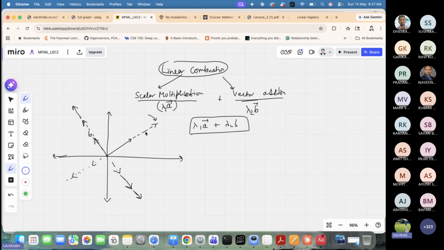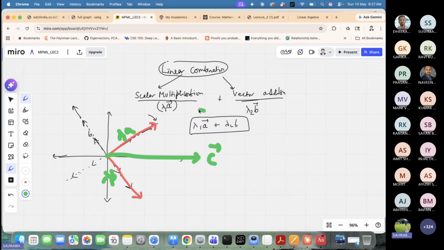Let's say, for example, we have multiplied the first vector and it has resulted here. We have multiplied the second vector with a negative value, and it has resulted here. Now, when we combine lambda 1a plus lambda 2b, we'll get a new vector, maybe somewhere here. So this is our new c vector, which is a combination of the two vectors.